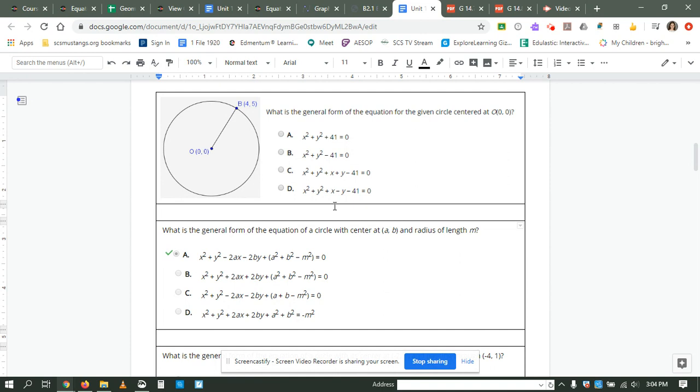Looking at this one, it asks what is the general form of the equation for the given circle centered at 0, 0. With this one, they give you your center, but they don't give you your radius. So this is one where you would have to make that right triangle right there. And then the value for this side right here would be 4, and this side right here would be your 5.